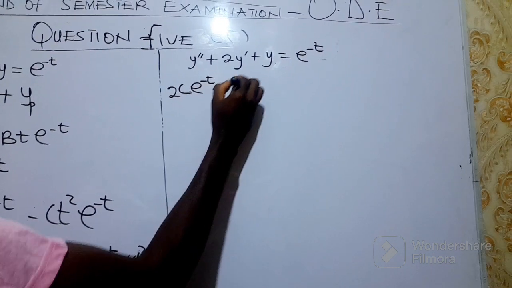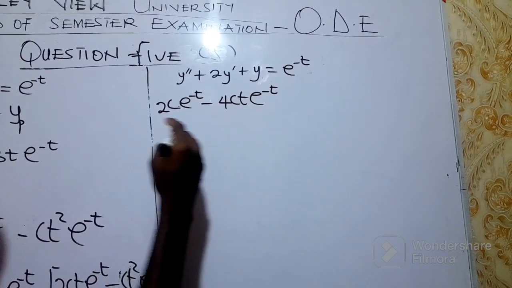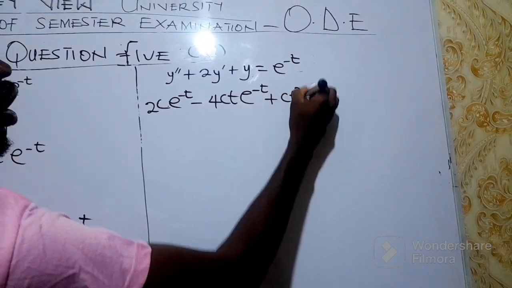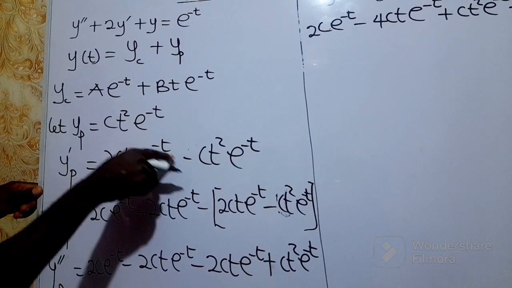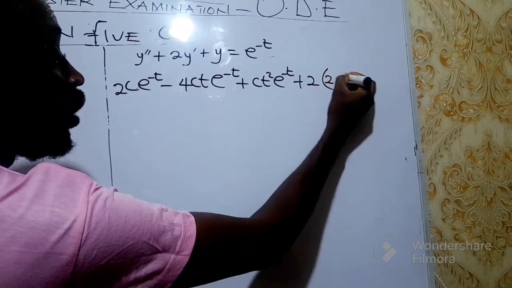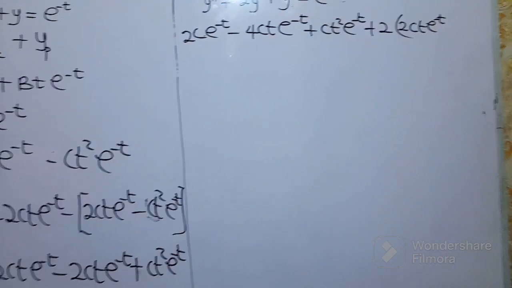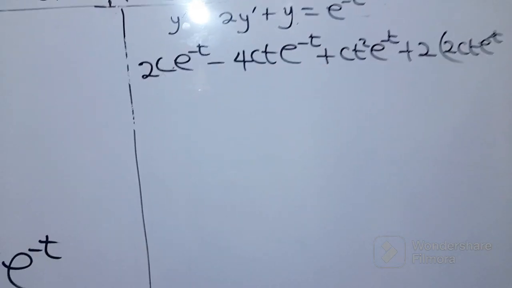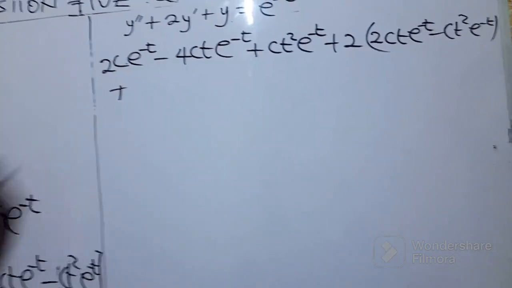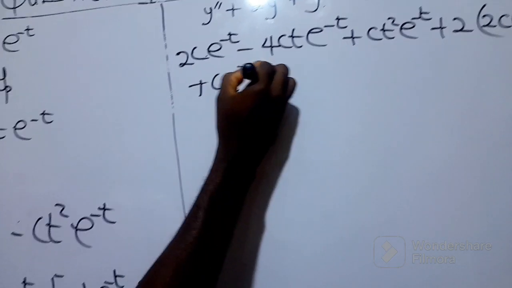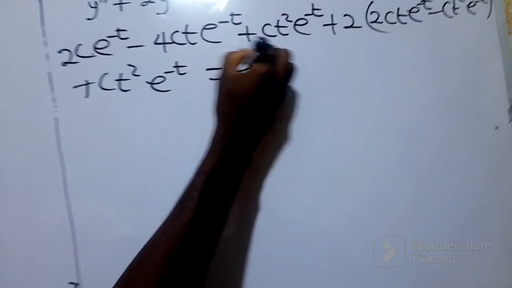So what do we do? We substitute now. In place of y prime prime, I'll substitute this. Thus, 2c e exponent negative t minus 4ct e exponent negative t, then plus ct squared e exponent negative t, then plus 2, then y prime. Our y prime, remember, is 2ct e exponent negative t minus ct squared e exponent negative t. So 2 times that, 2ct e exponent negative t, then minus 2ct, sorry, minus ct squared e exponent negative t, then plus my y, and the y becomes this, ct squared e exponent negative t, all that equal to e exponent negative t.